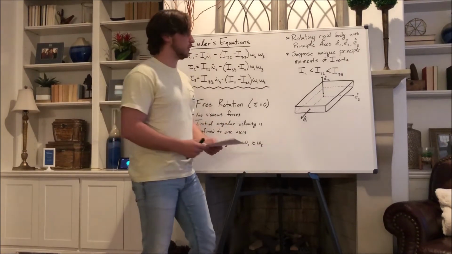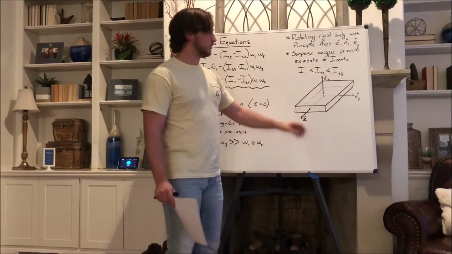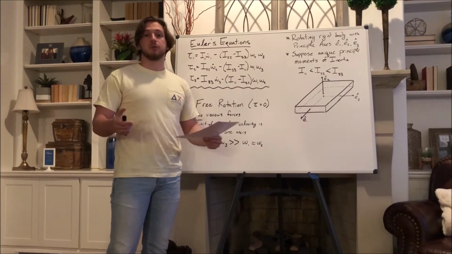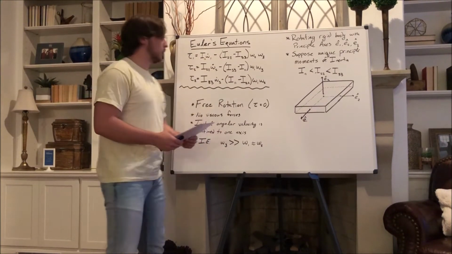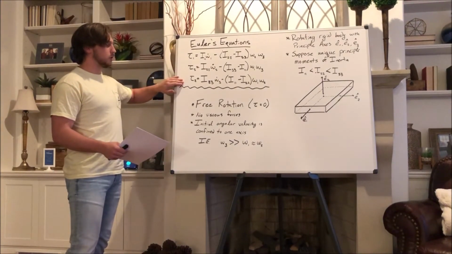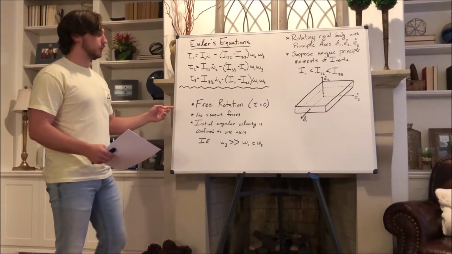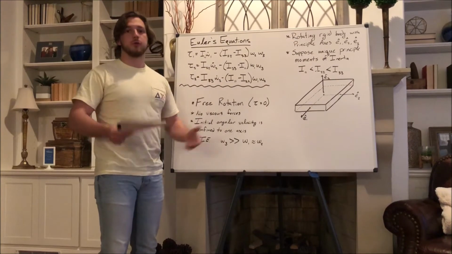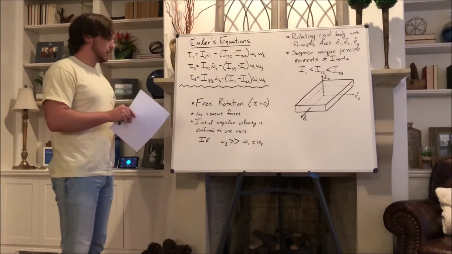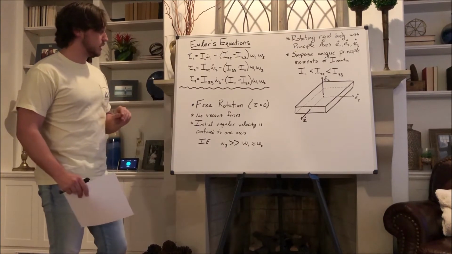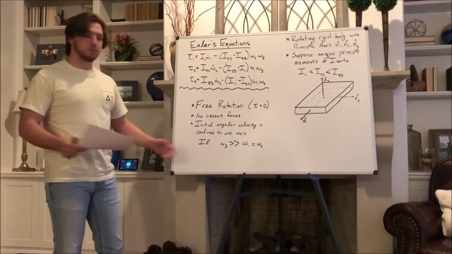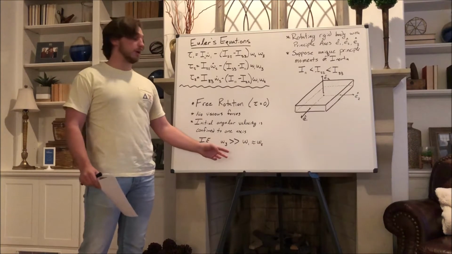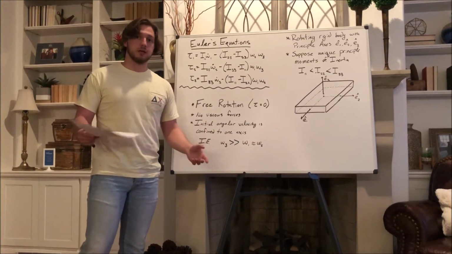The intermediate axis theorem just says that this intermediate axis here, the E2 axis, is the axis that, when rotated about, produces an instability or a twist. Here are your Euler equations, and what we mean by free rotation is the total torque on the system is equal to 0, so it's just an impulse, and you send it into free rotation. No viscous forces, and the initial angular velocity is confined to one axis. For example, if we were rotating about the E3 axis, omega 3 would be much greater than omega 1 and omega 2, which would be nearly 0.